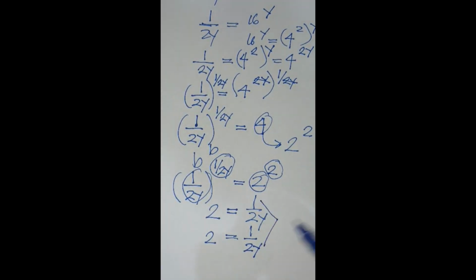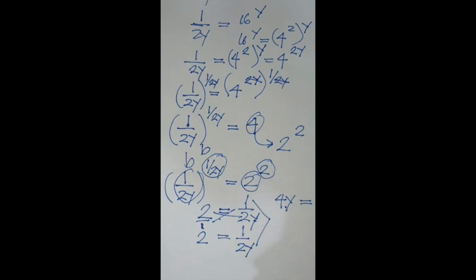Now, in which case we have 4y is equal to 1, that is cross multiplying both sides of the equation. We have 2 times 2y is 4y, then we have 1 times 1 is 1. So dividing both sides by 4, we get y is equal to 1/4.